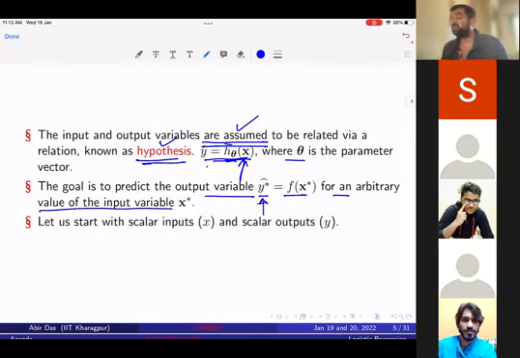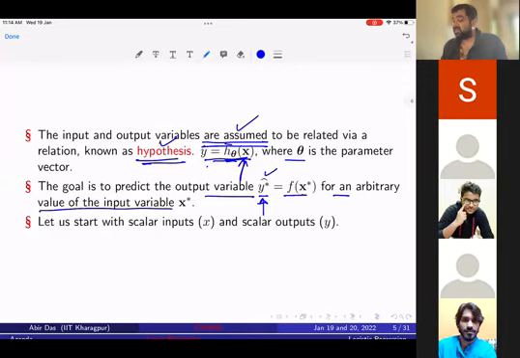Now, why I have given hat, this is because this is just a common notation, since it may not be the actual value of y. So what if you had known the actual value of y, it may not be equal to what you are predicted by the hypothesis. So that's why this hat notation is given, that it's just the predicted value.